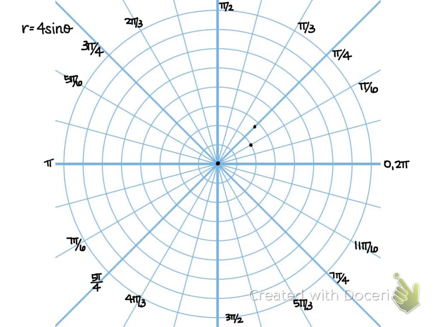Then once we're at pi over 3, we're going to go out to 2 root 3, which is approximately 3.5. And then once we get up to pi over 2, we're up at 4. Let's go ahead and plot that. Now what's really nice about the first and the second quadrant, like I had said, is you get the exact same values. So let's just go ahead and kind of mirror that over to the other side.